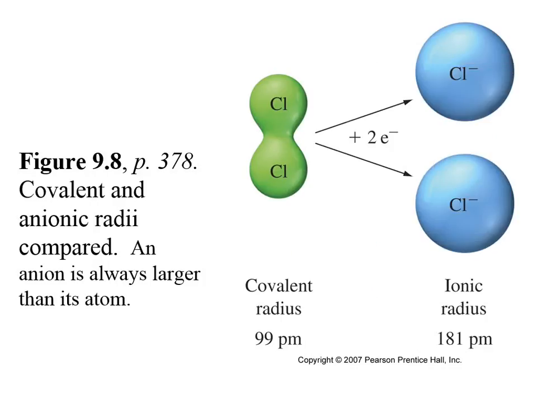Chlorine actually will pick up 1 electron. It's a 7A element. And shown here, remember chlorine is one of the diatomic elements, so shown here is a chlorine molecule picking up 1 electron apiece to form the chloride ions. And they're bigger.